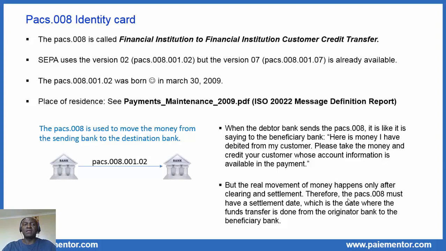But the real movement of money between the banks happens only after clearing and settlement. Therefore, the credit transfer must have a settlement date, and the settlement date is provided in the PACS.008. It is the date where the funds transfer is done from the originator bank to the beneficiary bank.